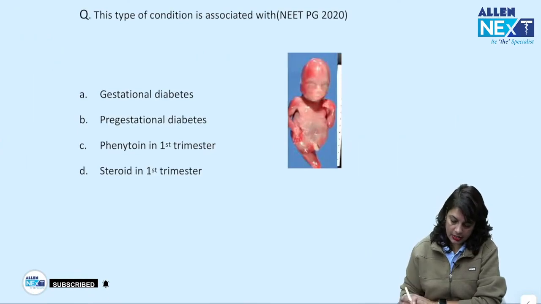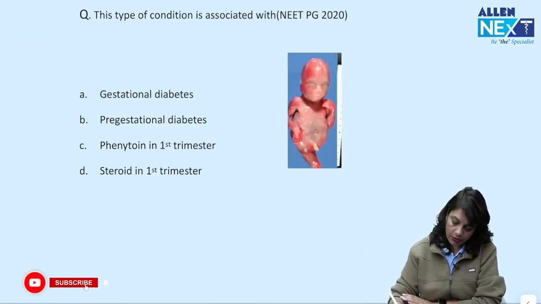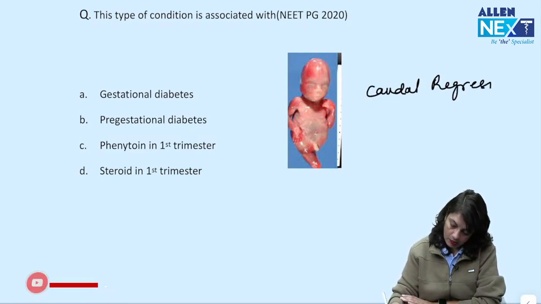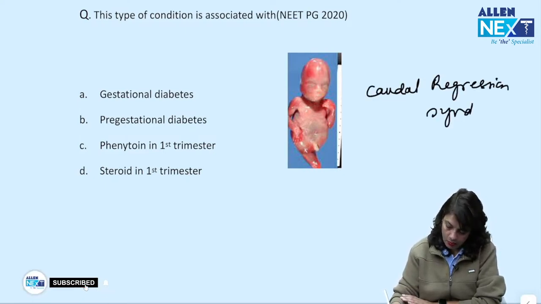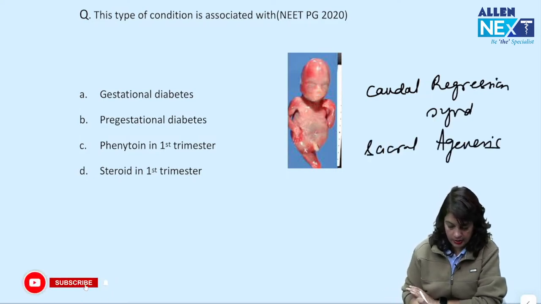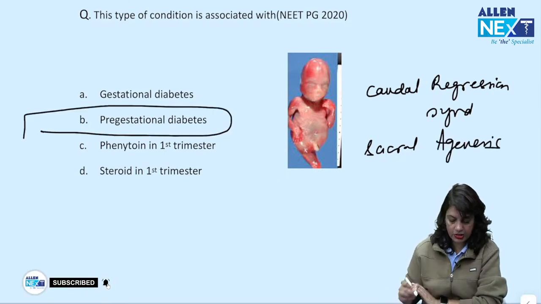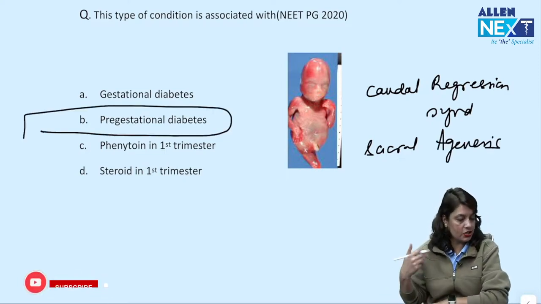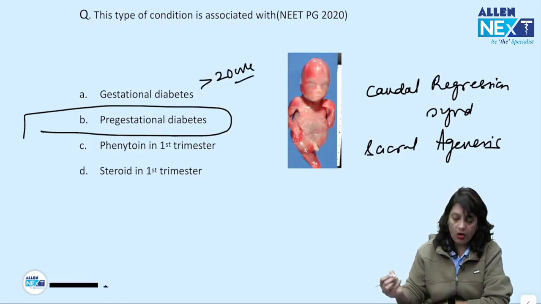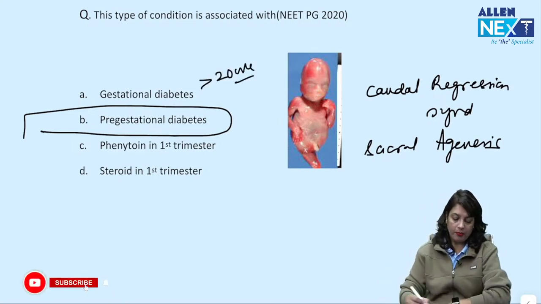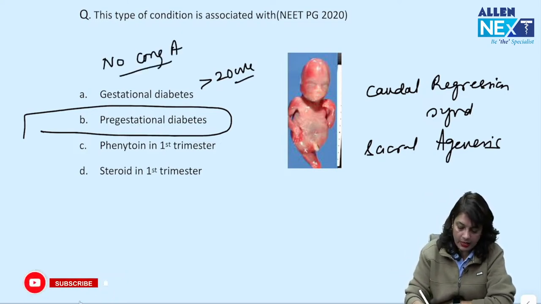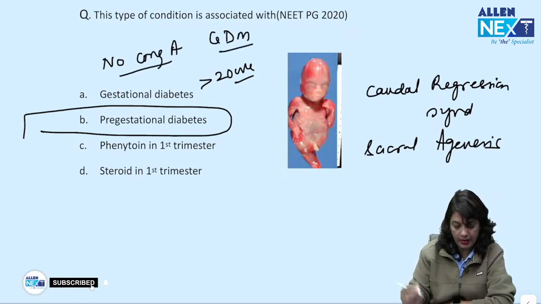Now what is this condition associated with? What do you see? It is caudal regression syndrome or sacral agenesis. This is seen in pre-gestational diabetes because gestational diabetes is developing after 20 weeks. Organogenesis is already complete, so there are no congenital anomalies if it is gestational diabetes.